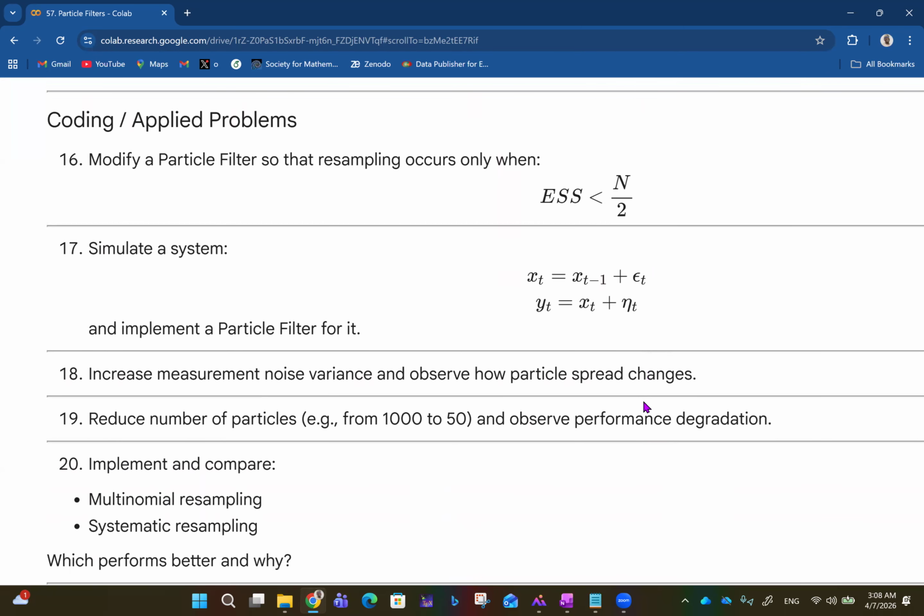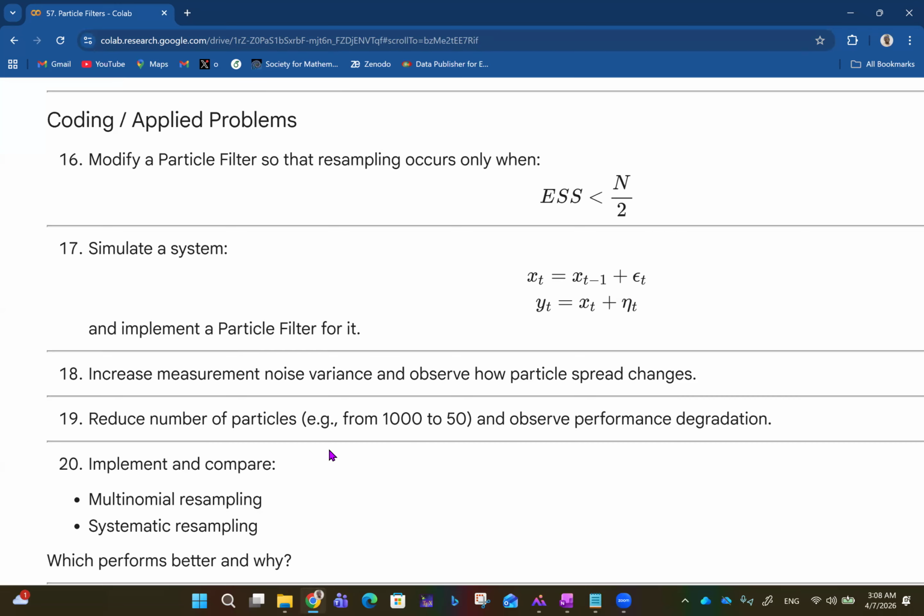Then you have the coding or applied problems. Now you can modify a particle filter so that resampling occurs only when ESS is less than n over 2. So it's just about modifying the code we had before. Then you can simulate a system, just like the one we did before, and implement a particle filter for it. Increase measurement noise variance and observe how particle spread changes. Then reduce the number of particles, e.g. from 1000 to 50, and observe performance degradation.